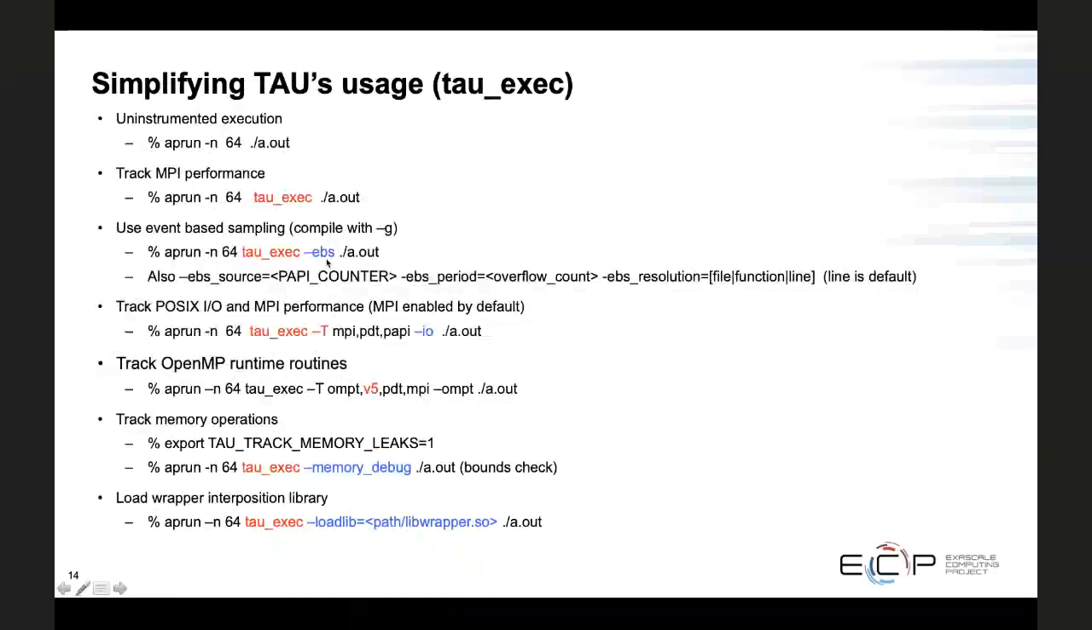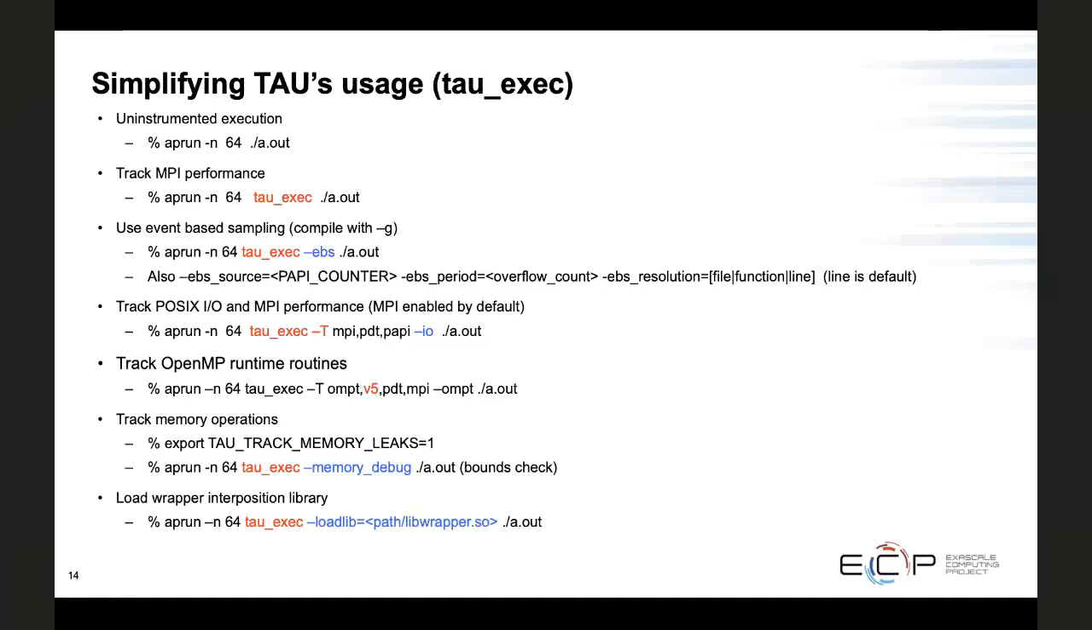And you can also specify, besides wall clock time, a hardware performance counter from PAPI by specifying the EBS source and the overflow counts and even the resolution, whether you want the event-based samples to be collected and represented at the file level or function level or the line level. The statement or the line level is the default.